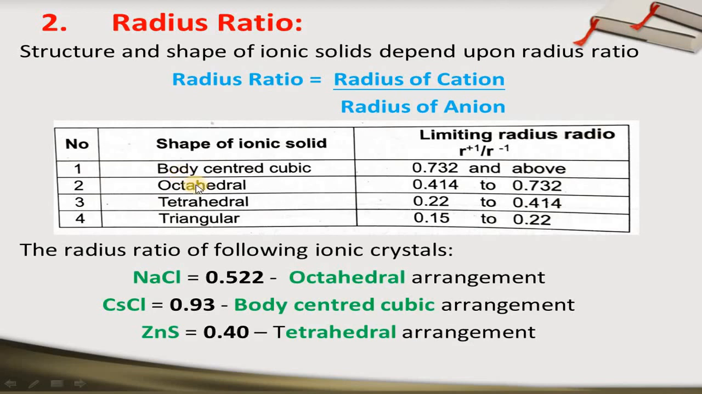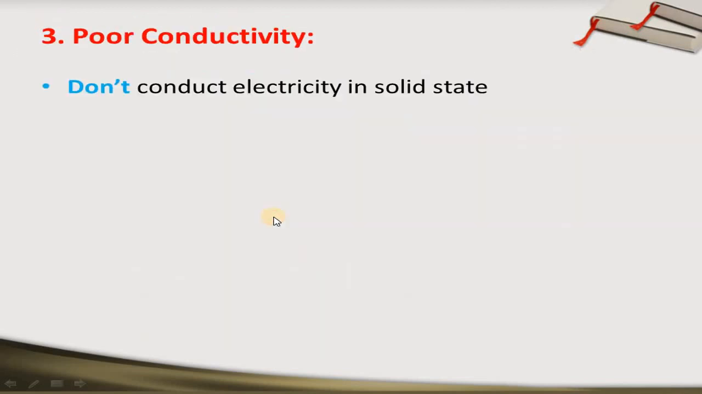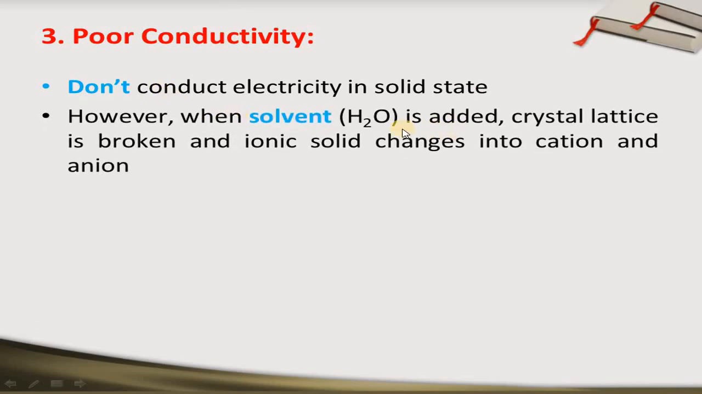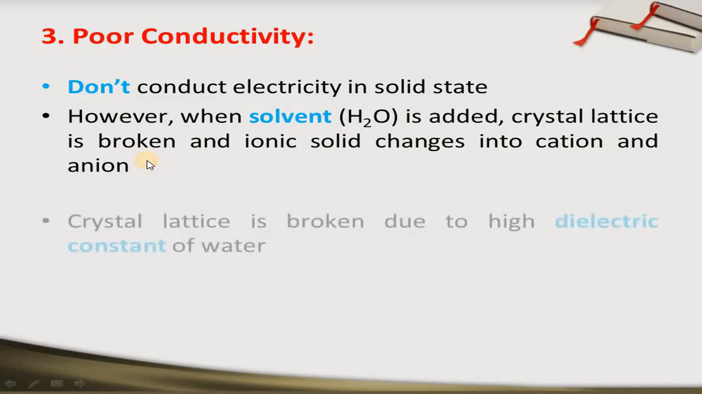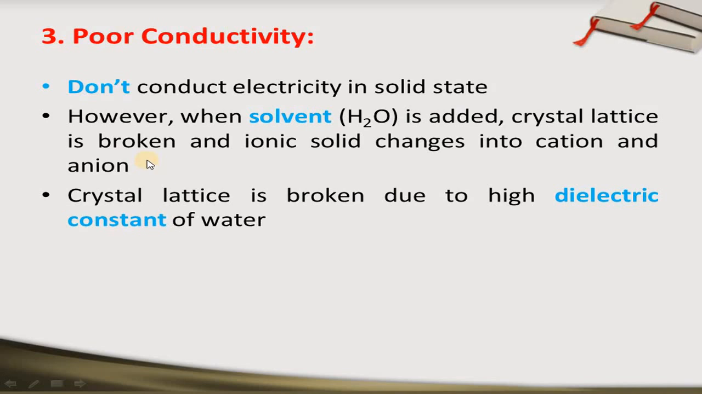The third factor which affects the ionic solid is their conductivity. They are poor conductors of electricity. They don't conduct electricity in their solid state. But when a solvent is added, for example water, the crystal lattice is broken and the ionic solid changes into its respective cations and anions. Why is the crystal lattice broken? The crystal lattice is broken due to the high dielectric constant of water.